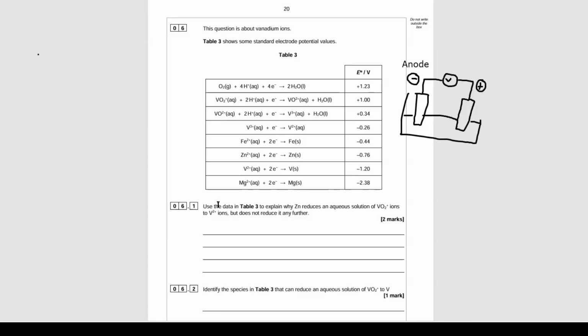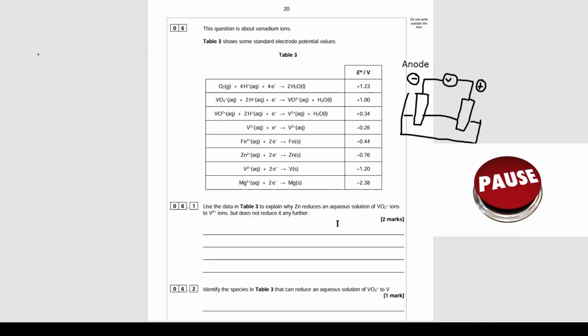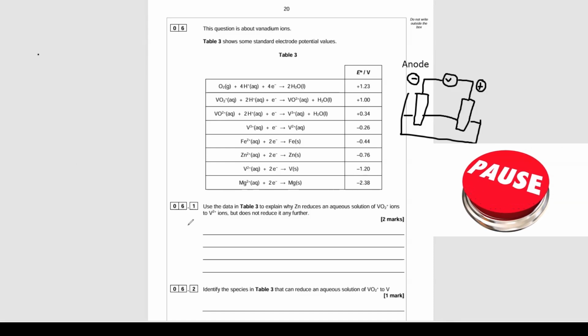6.1. Use the data in Table 3 to explain why zinc reduces an aqueous solution of VO2+ ions to V2+, but does not reduce it any further. 2 marks. All right, guys, pause the video. Have a go. Right, I'm going to go through the dreaded explanation of this. So bear with me, okay?